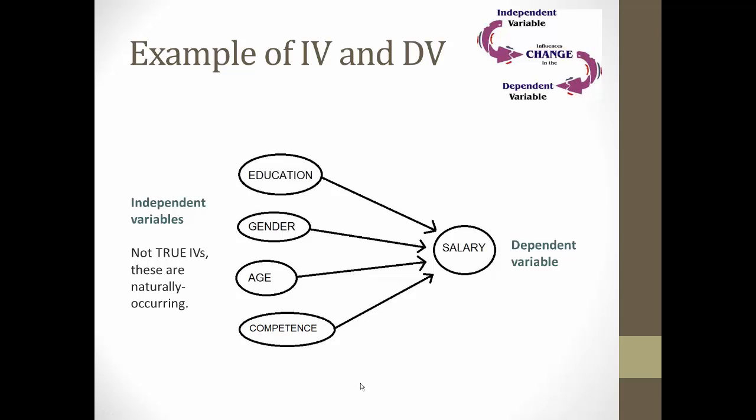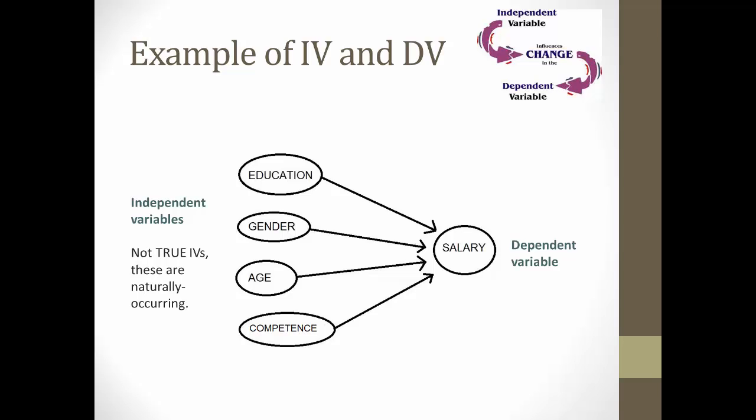Now here are more examples of independent variables and the dependent variable. Here we want to see, does education, gender, age, and competence predict salary? These are actually not true IVs because you can't manipulate these. You wouldn't be able to manipulate education. Somebody just has a level of education. It wouldn't be ethical to try to make somebody go through college to get a degree just to have it for your study. Also, gender is something that you can't really manipulate.